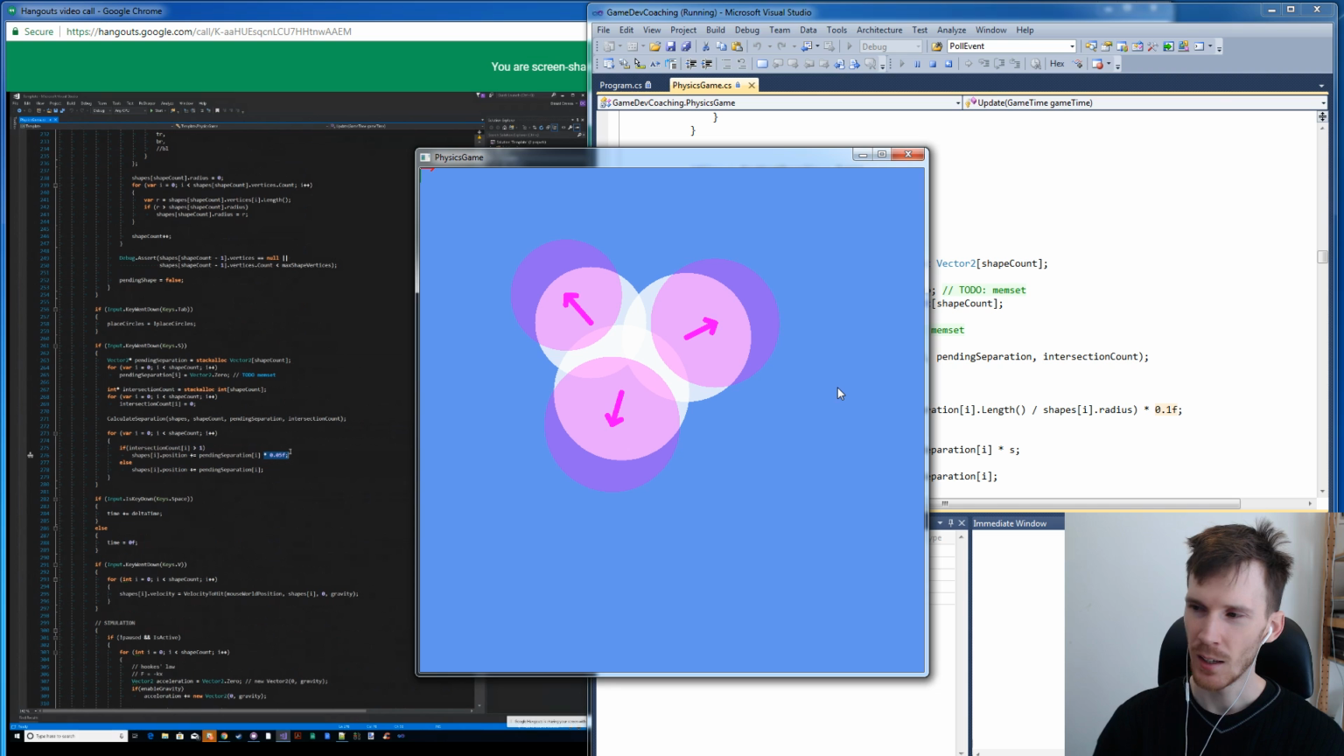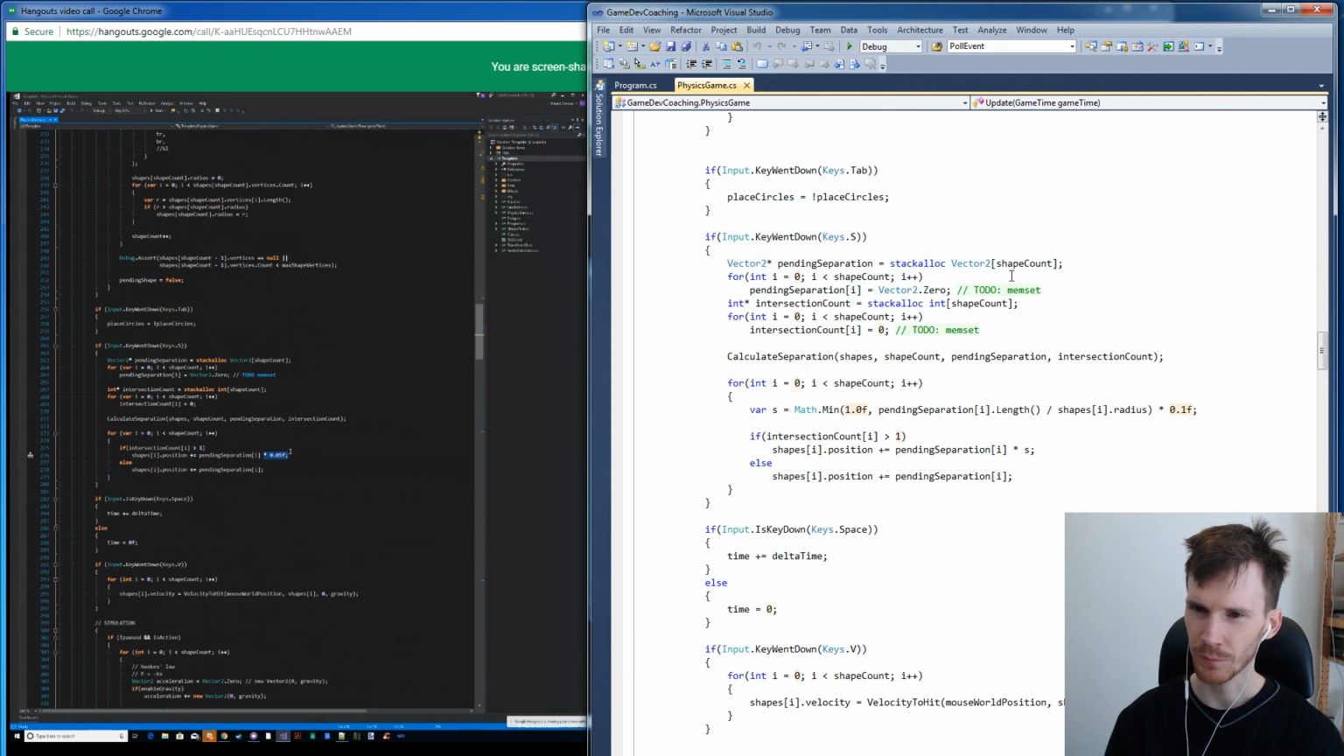So let's see. But where do we get the average from? We need two values to derive that. Do we have them? Well, we are accumulating. So pending separation, we've added together a whole lot of things.